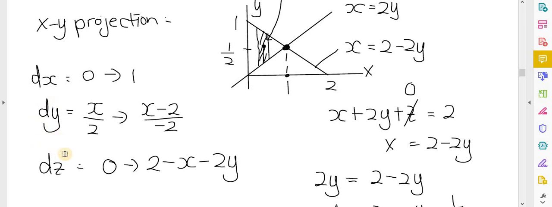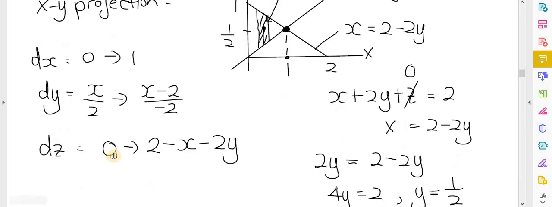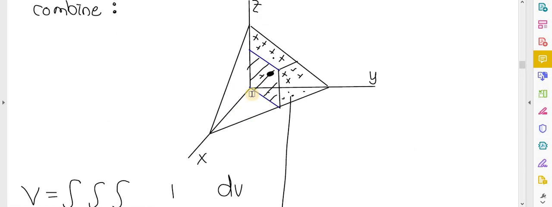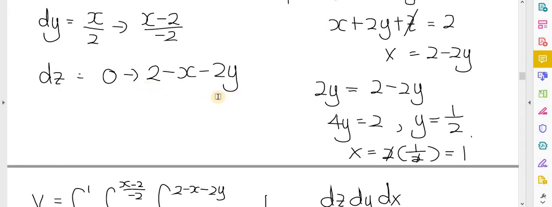After we settle the dy, we need to define the interval for dz. So we need to look at the 3D solid again. Imagine yourself sitting inside the solid, and when you look down, you see a flat surface located at z equals 0, right? So your z will be 0, and when you look up, you will see a surface which is a part of this triangle plane. So I will use the equation of this triangle plane here.